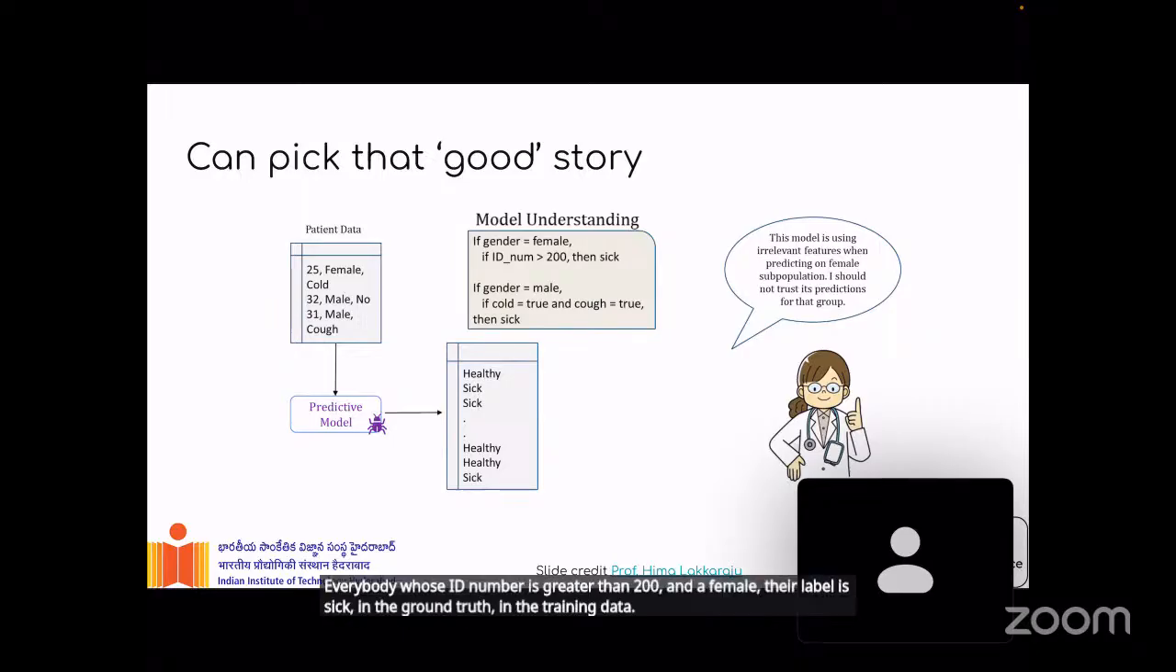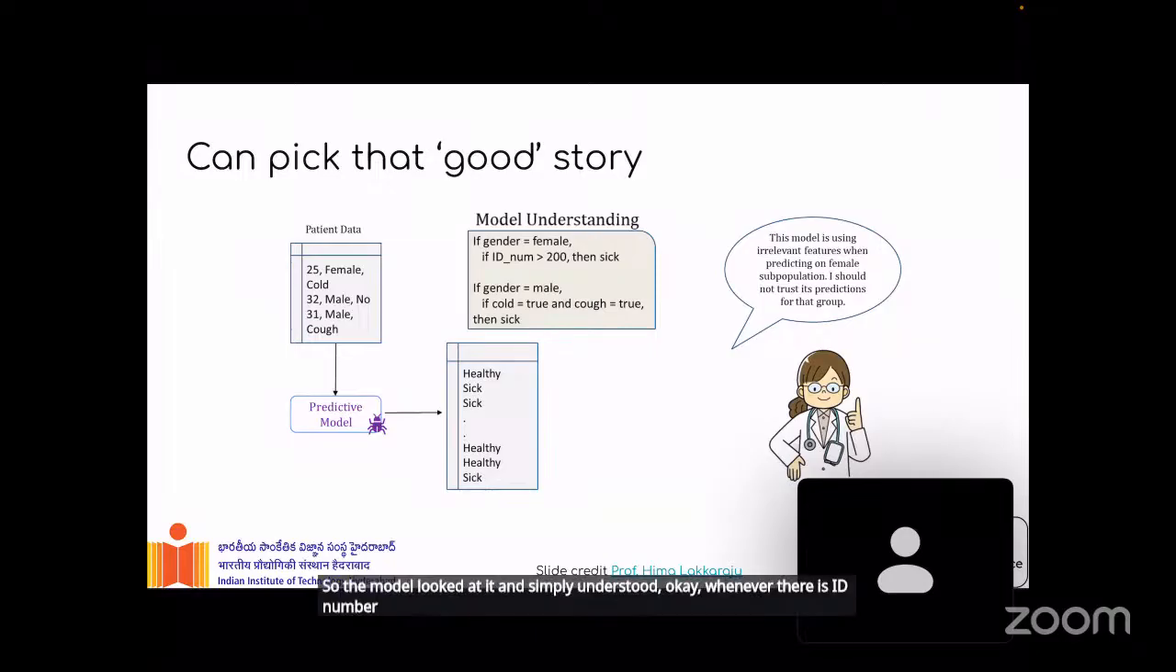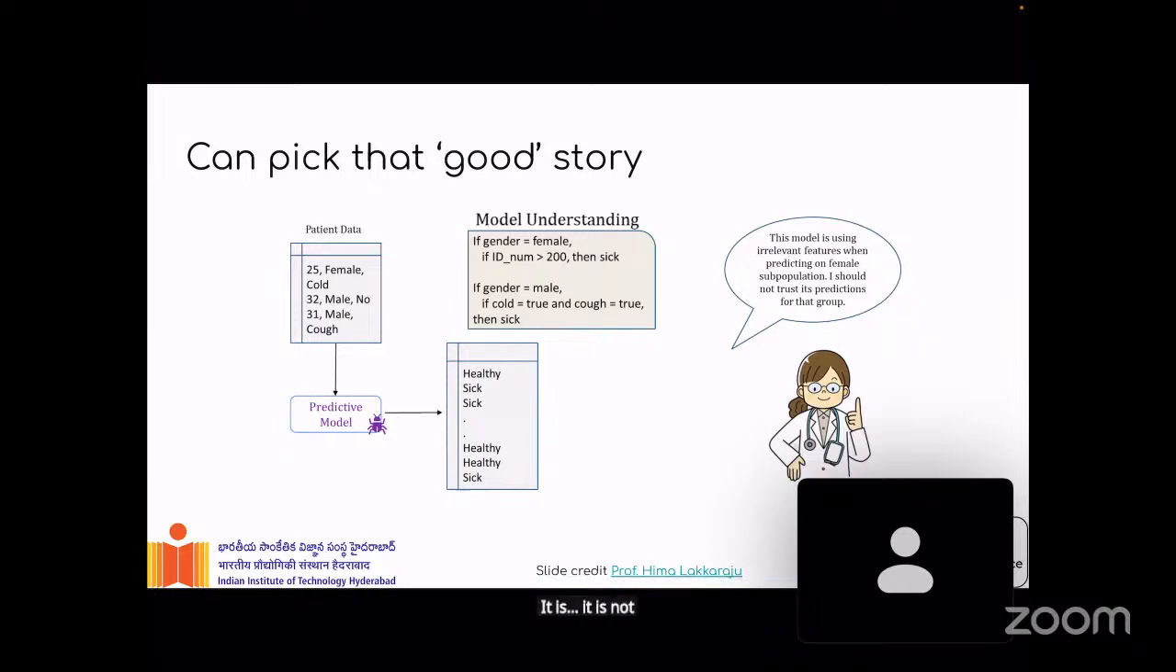So the model looked at it and simply understood, okay, whenever the ID number is greater than 200, I should predict sick. That is not the right way to understand whether a person is going to be sick or not. But on the other hand, in the case of male data, it is doing a reasonable job because it is looking for the symptoms cold and cough.